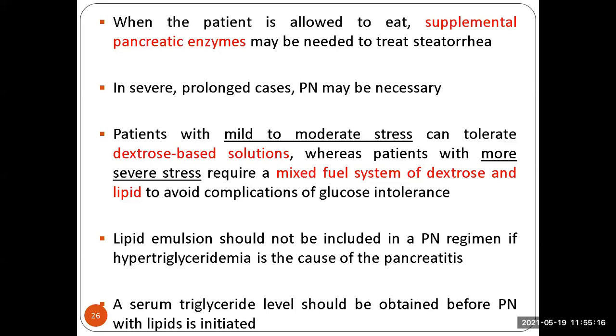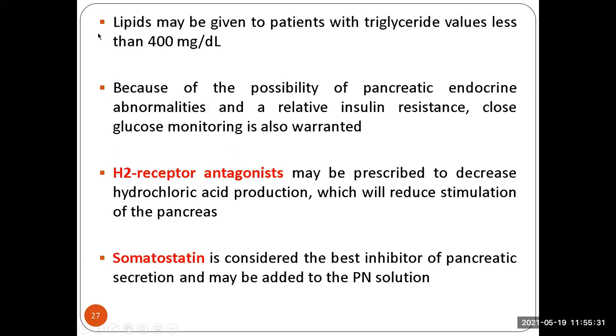So intravenously, dextrose as well as amino acids can be given. A serum triglyceride level should be obtained before parenteral nutrition with lipids is initiated. So again, if triglyceride levels are high, then these lipid preparations should be avoided. These should not be part of the parenteral nutrition. Lipids may be given to patients with triglyceride values less than 400 milligram per deciliter. So this is basically the cutoff value. If the value is more than 400 milligram per deciliter, then these will not be part of parenteral nutrition.